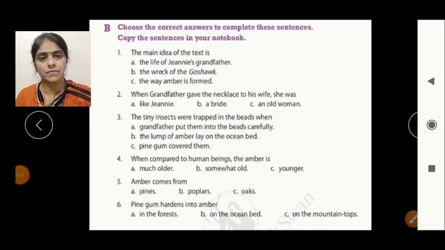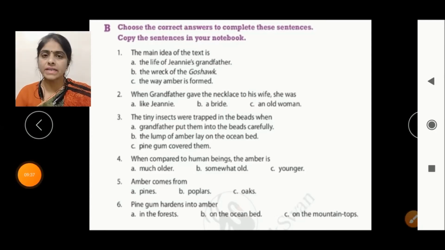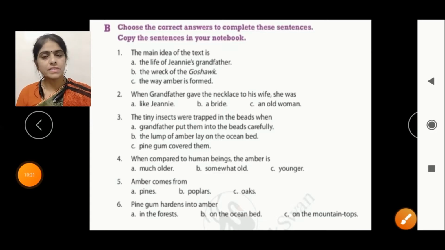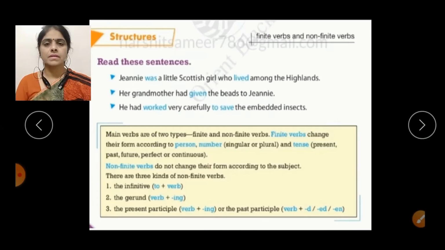Now let's have the fifth one. Amber comes from. So the answer is A, pines. Now let's have the sixth and the last one. That is, pine gum hardens into amber. So the answer is A, in the forest. So here this exercise is also completed. Now let's have the next one.